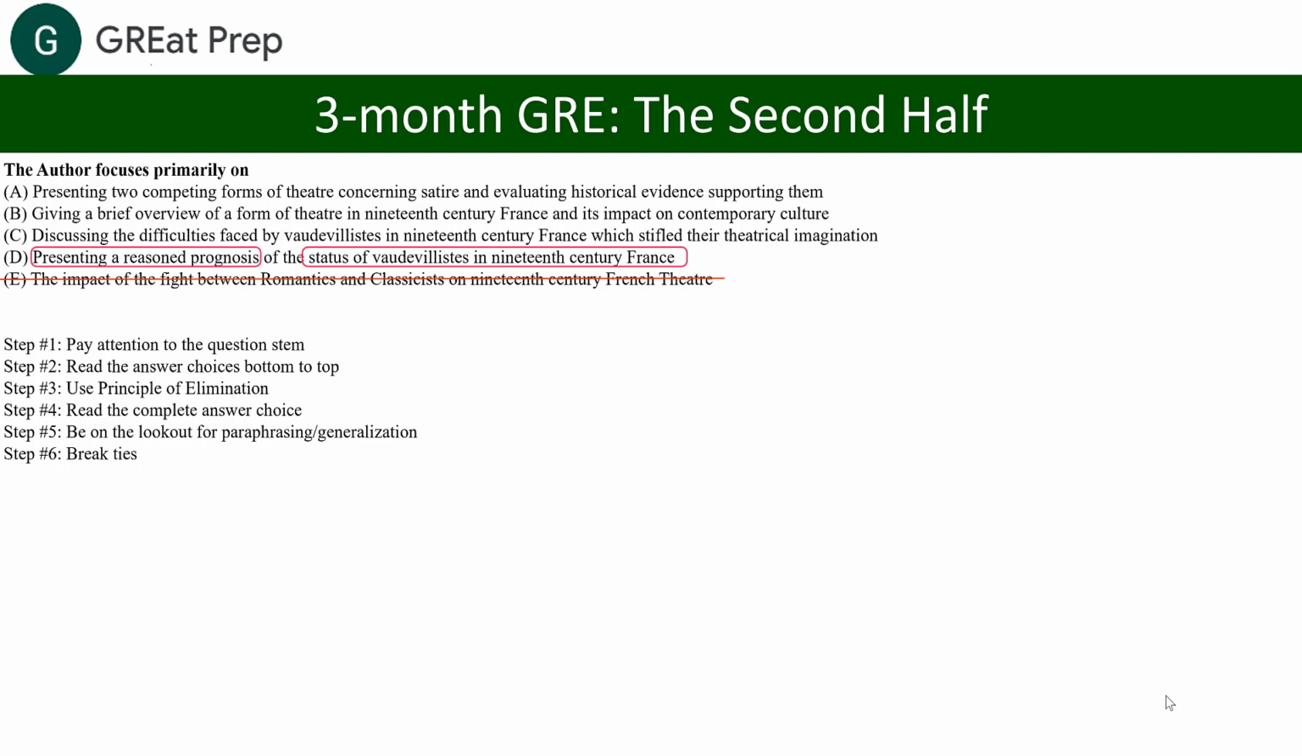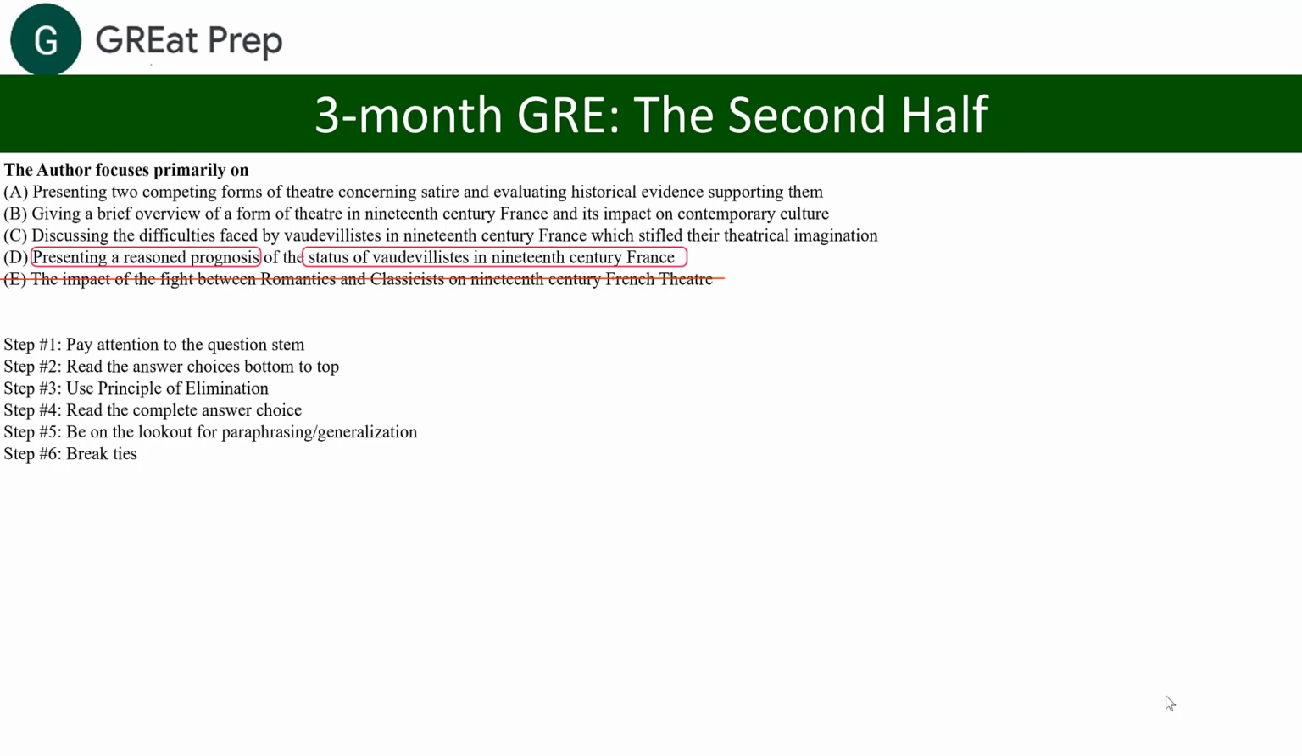Now, if you look at the first half, presenting a reasoned prognosis, you know, the author would be presenting some kind of a prognosis, and you need to know what a prognosis means. It is a GRE word on the GRE word list. And to prognosticate or to provide a prognosis is some kind of a forecast, right? It's predicting something about the future. So it is a reasoned prediction of the status of vaudevillists in 19th century France. So you see, the first half, presenting a reasoned prognosis, doesn't make any sense.